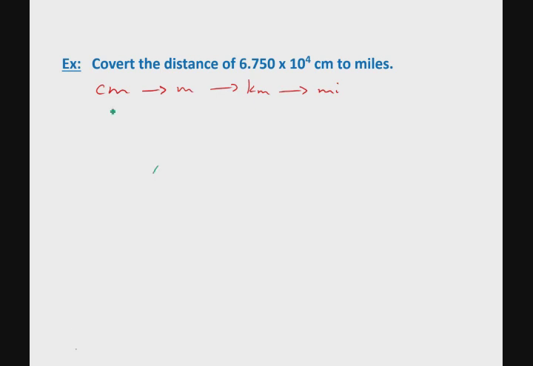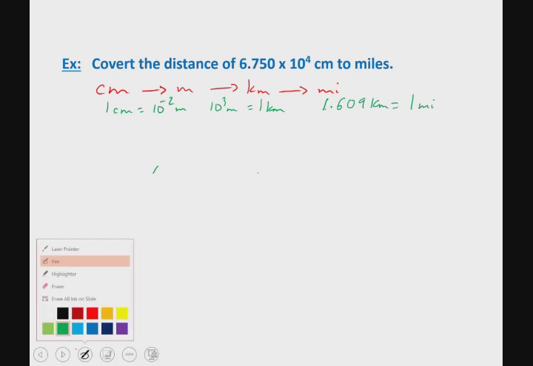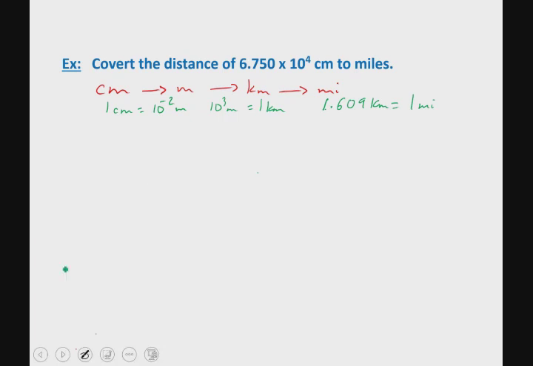We know that 1 centimeter equals 10 raised to minus 2 meters. We also know that 10 raised to 3 meters equals 1 kilometer. And we know that 1.609 kilometers equal 1 mile. So we do have the standard equations needed for this path. Okay, so let's set it up.